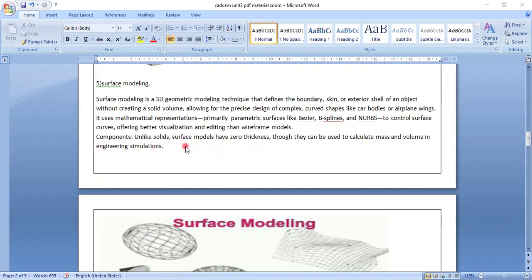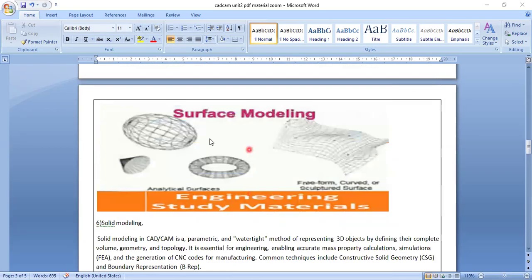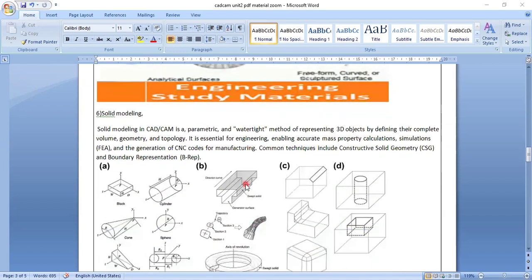Components, unlike solids, so it is not in solid form. Surface models have zero thickness. We don't show thickness here. Without thickness, we are doing surface modeling, though they can be used to calculate mass and volume in engineering situations. So this is the fifth question explanation. I already showed this. There is no inside volume. We are only bothered about the external.